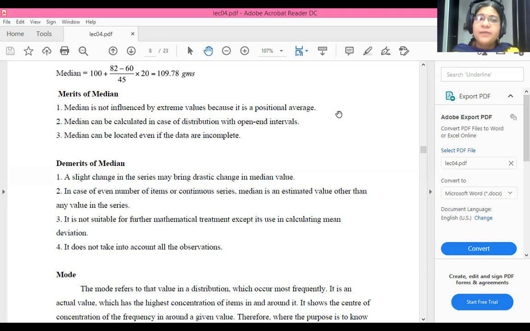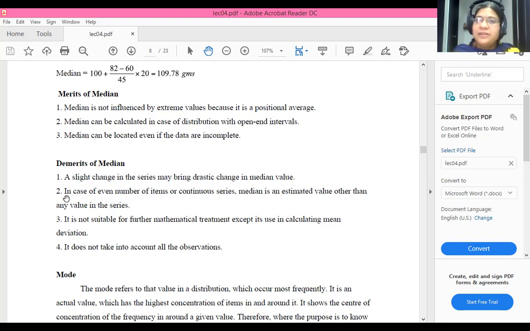Merits and demerits of the median. Median is not influenced by extreme values because it's a positional average. So if there are open-ended classes, we can still find out the median. Median can be calculated in case of a distribution with open-ended intervals. Median can be located even if the data are incomplete.